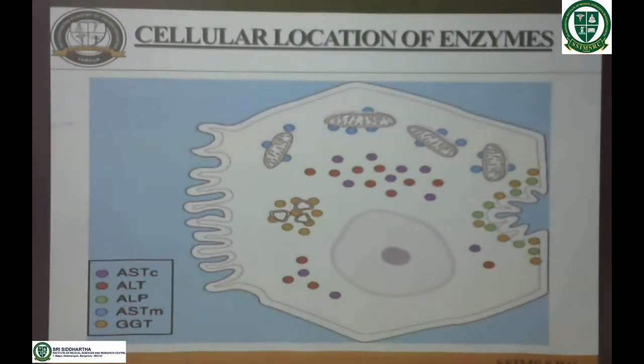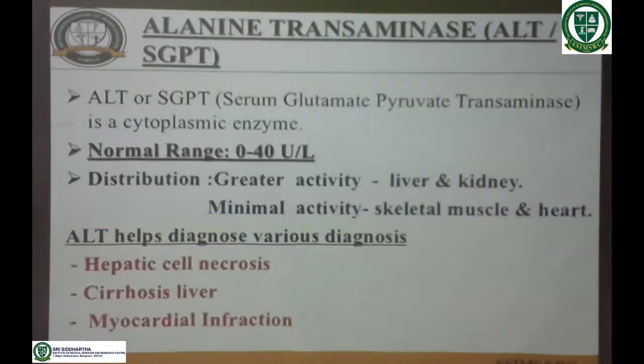This enzyme is usually only present in the cytoplasm. This is the location of the cellular enzymes, that is, liver enzymes. Alanine transaminase, that is ALT, is also known as SGPT. The reference range for both SGOT and SGPT will be similar. The normal reference range for ALT is 0 to 40 units per liter. This is the normal reference range of SGPT.